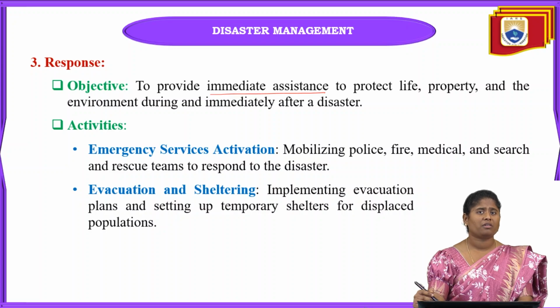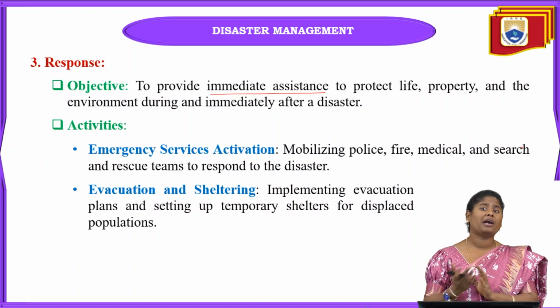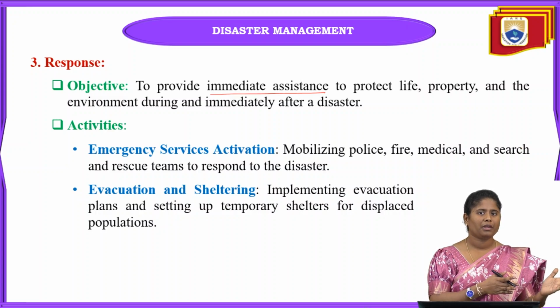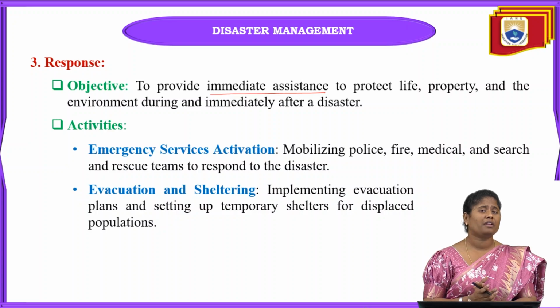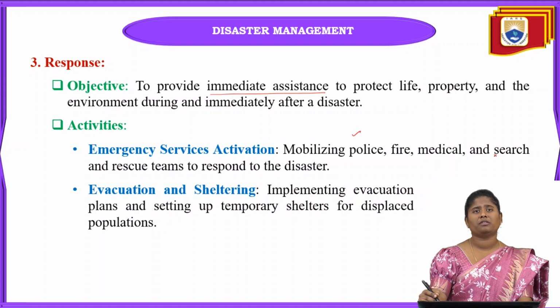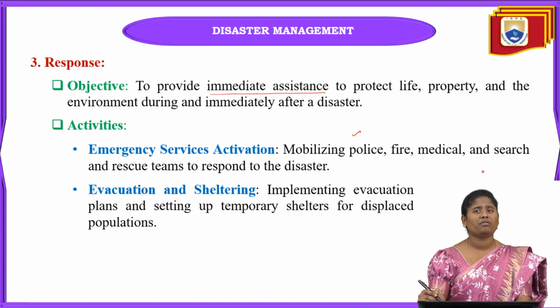after the disaster. Here, after occurring, meaning mitigation and preparedness are before the disaster. After the disaster, here we can see the response, recovery, and rehabilitation. The main activity of response is emergency services activation. We have to immediately set up the rescue teams to respond to this disaster-prone area, and fire, medical, and also search, and also mobilizing the police can be done immediately.